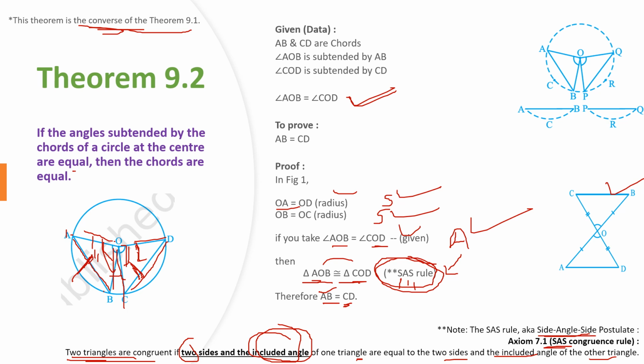And now we proved this is equal to this one by the SAS rule, using the property of congruence of the triangle. Theorem number 2 is now proved. What is the proof? AB is equal to CD. And we used the SAS rule and the CPCT concept.